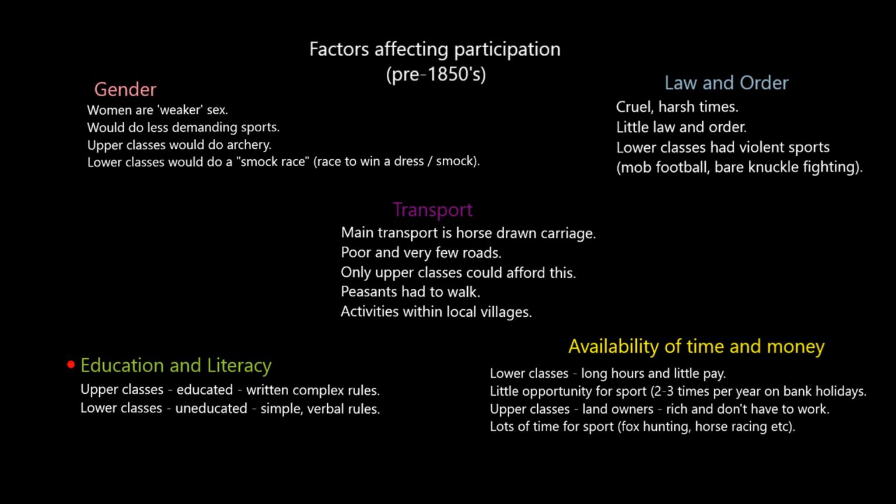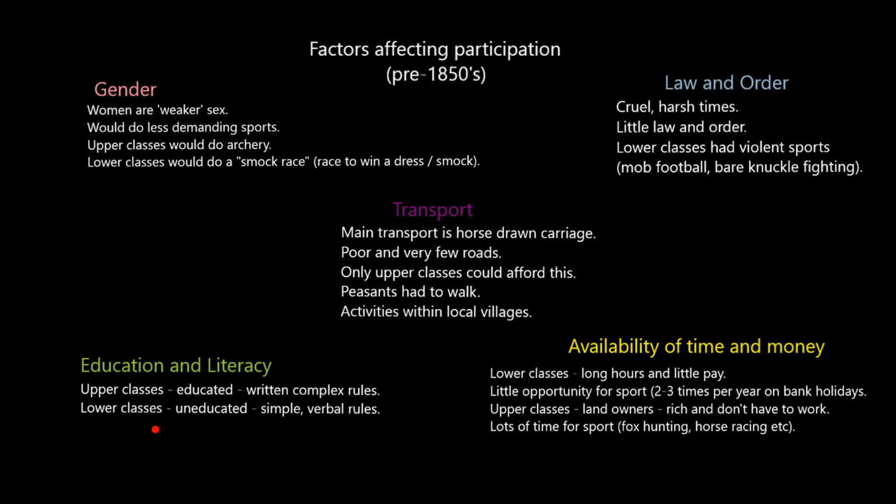We'll come down to education and literacy now. Basically, the upper classes were educated, hence why they were always in power and always rich. They were the educated ones. So they would deliberately write complicated written rules for their sports, such as real tennis. That automatically allows them to keep those sports for themselves, because the lower classes will never be able to understand the rules to start with.